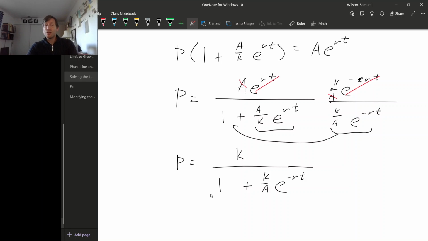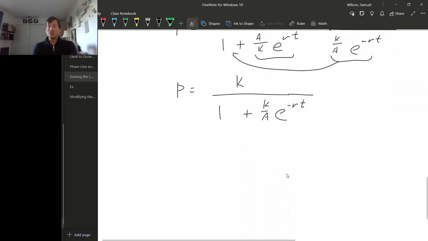To get a handle on what these solutions actually look like, let's graph an example. K is our carrying capacity, so just to have an example, let's let that be 100. And A is actually related to our initial condition. It's not equal to our initial condition, but it's related to our initial condition.